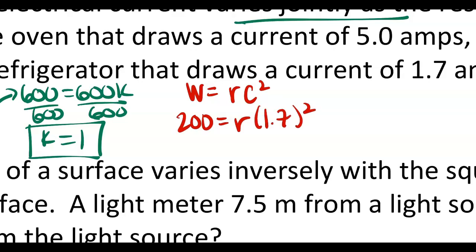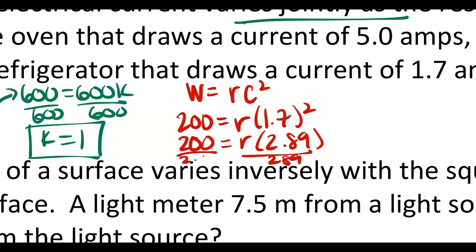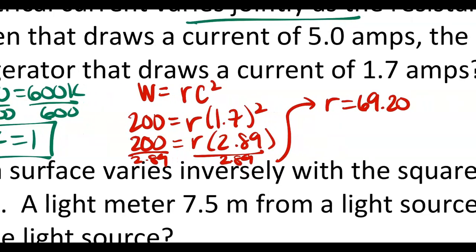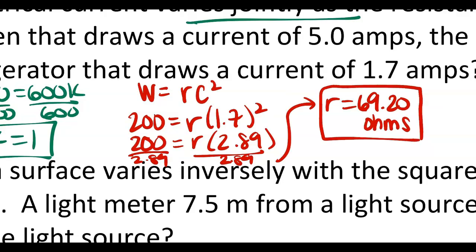Well, 1.7 squared is going to be 2.89. Then I can divide both sides by 2.89. So R is going to equal 200 divided by 2.89. That is going to give me 69.20. And we'll write that in ohms. So this one does give me units, since resistance is measured in ohms. That's my answer.